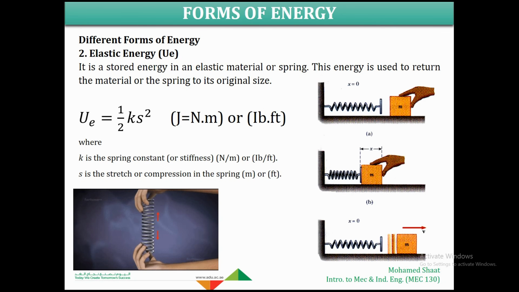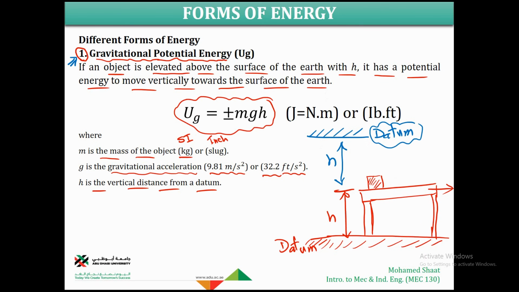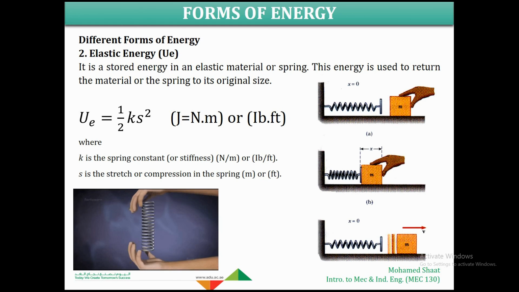Another form of the energy is the elastic energy. It could also be named elastic potential energy. So it is also another form of the potential energy. This one, the gravitational potential energy, comes from the gravitational effect over any object that belongs to the earth. We do have also the elastic energy, and it is a form of the potential energy.